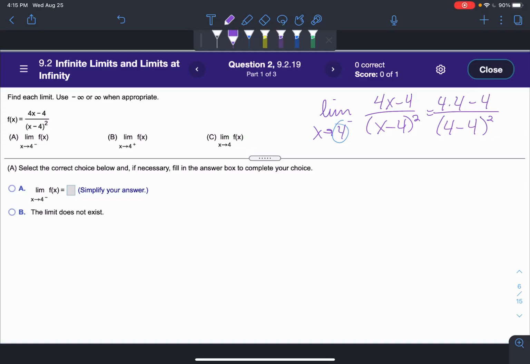I'm already seeing something that I don't really like. 4 minus 4 is 0, and 0 squared is still 0. And in mathematics, we can't divide by 0, so that's a problem.